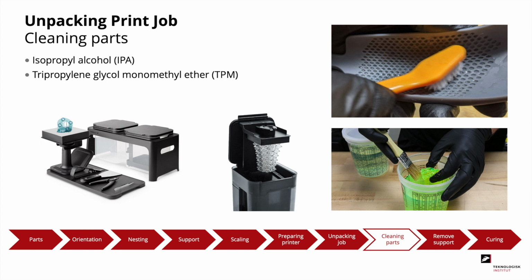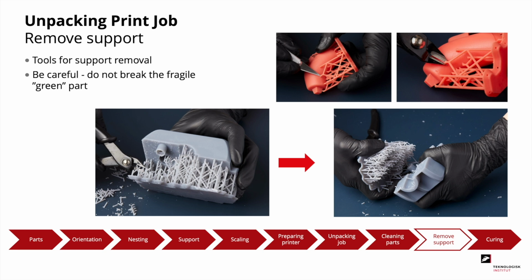After unpacking, it's time to clean the parts. Here you can use isopropyl alcohol or an ether known as TPM. To help cleaning, you can use different brushes, such as a toothbrush or paintbrush. It's also possible to get a machine that can handle part of the cleaning process. Now it's time to remove support. Here you use different tools, such as pliers or knives, but be careful not to break the fragile green part.